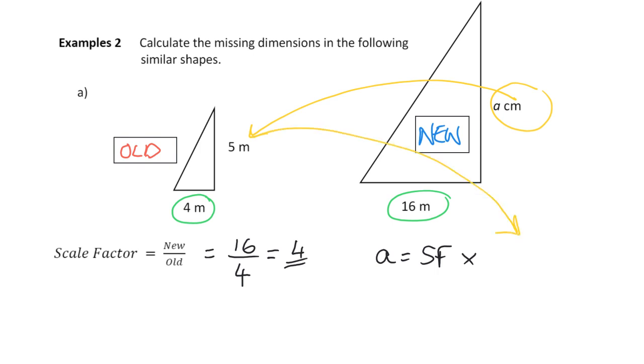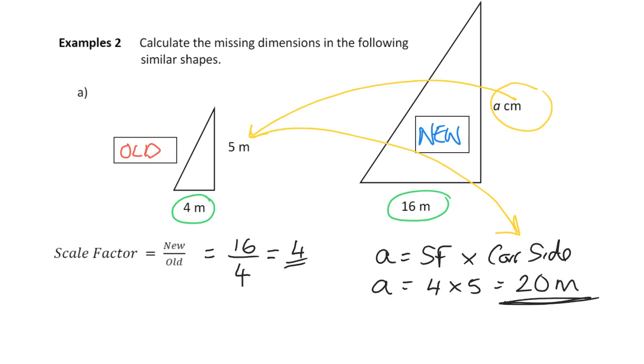So A equals scale factor times the corresponding side. I'll just put cor side. Or A equals 4 times 5, which equals 20 meters. So the missing side in this example is 20 meters. Does that make sense? We've got a scale factor of 4. Let's just check that. So 5 times 4 is 20, 4 times 4 is 16, and it's an enlargement. The enlargement tells us that we should expect a scale factor that's larger than 1, and that is in fact the case.